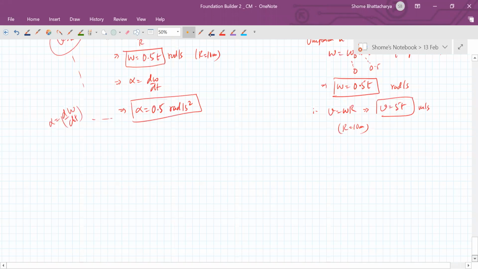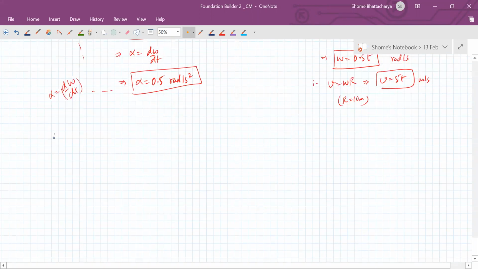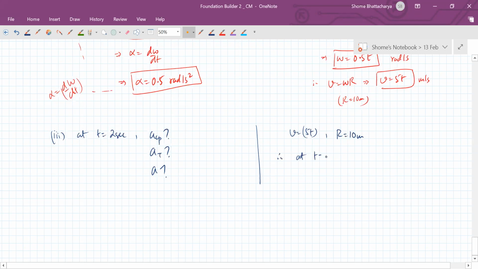Okay. Now once we know this, the next part of the question, we wanted to find, at t equal to 2 seconds, the centripetal acceleration, the tangential acceleration, and the net acceleration. So now we can see that v as a function of time is 5t and the radius is 10 meters. Therefore, at t equal to 2 seconds, the value of speed is 10 meters per second and the radius is 10 meters.